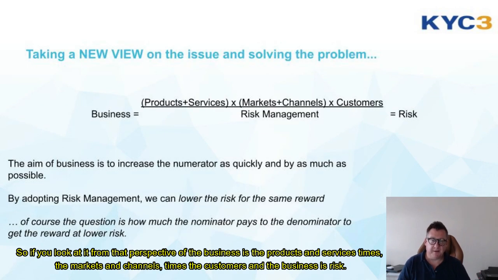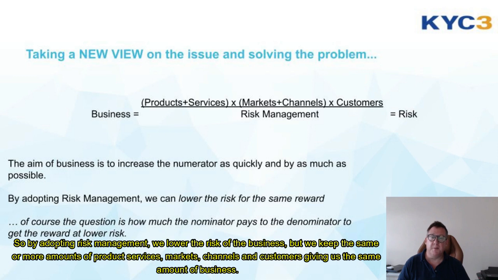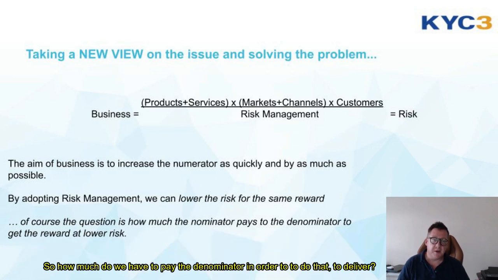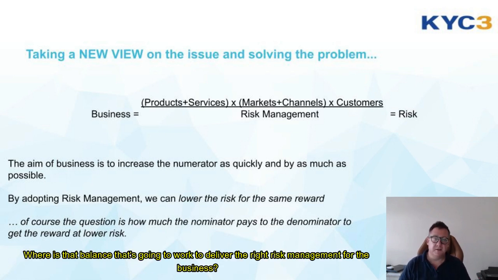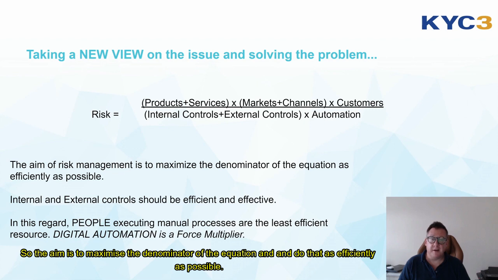So if you look at it from that perspective, the business is the products and services times the markets and channels times the customers, and the business is risk, well, then you have this issue of how do we apply some risk management so that we can reduce the risk and keep the same amount of business. So by adopting risk management, we lower the risk of the business, but we keep the same or more amounts of products, services, markets, channels, and customers, giving us the same amount of business. So how much do we have to pay the denominator in order to deliver? Where is that balance that's going to work to deliver the right risk management for the business? So the aim is to maximize the denominator of the equation and do that as efficiently as possible.